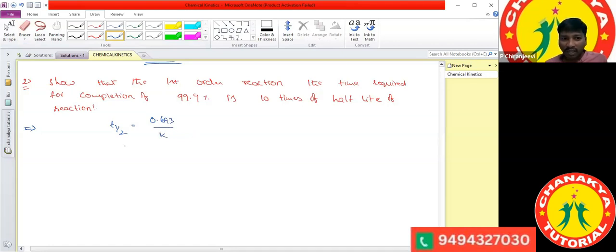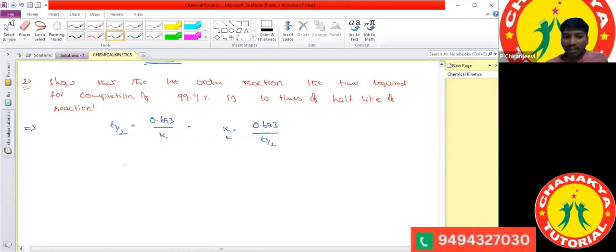0.693 divided by K. So according to that, we can write K as 0.693 divided by t-half. Very good, Kathy. Guessing is correct. So the rate constant K is equal to 0.693 divided by t-half. Now you got the rate constant. By knowing the rate constant, we can derive the time required for the completion of 99.9 percent.